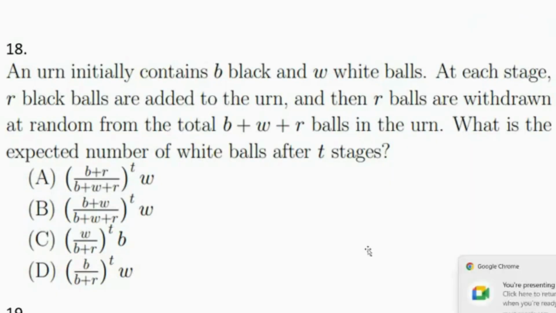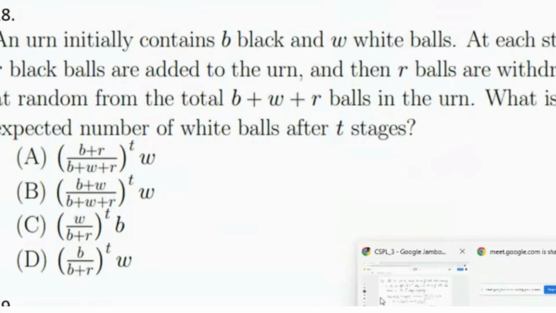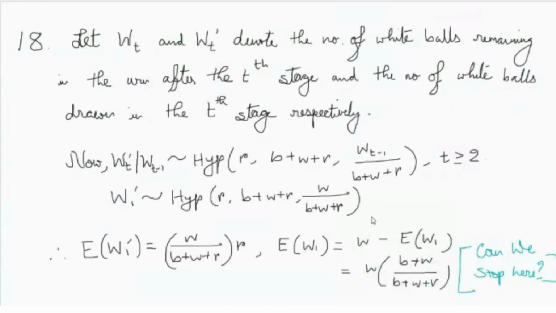The question number 18. So let me just get to the solution. So question number 18, we are denoting the number of white balls in the urn after the t-th stage by Wt, and the number of white balls drawn in the t-th stage by Wt dash. Okay. So essentially, after the (t minus 1)-th stage, there are Wt minus 1 white balls. In the next stage, we are drawing Wt dash white balls. And after that, we will be left with Wt white balls.